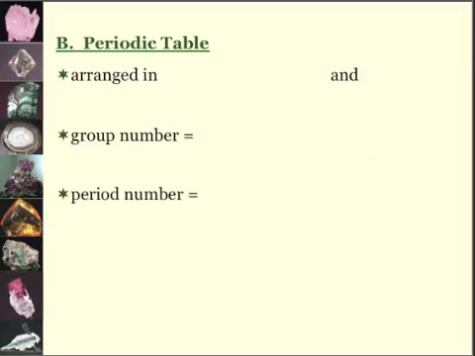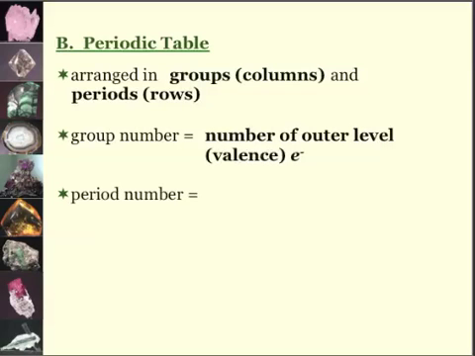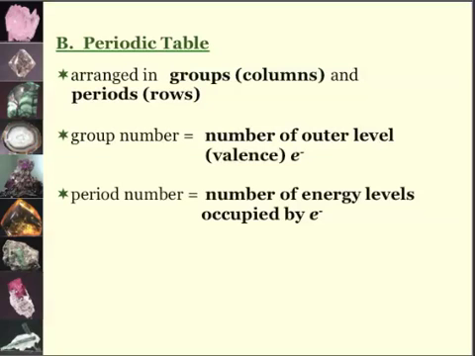Okay, so now we're going to talk about the periodic table. The periodic table is arranged in groups, which are our columns, and also in periods, which are our rows. A group number indicates the number of outer valence electrons that particular element has, whereas the period number tells you the number of energy levels occupied by the electrons.